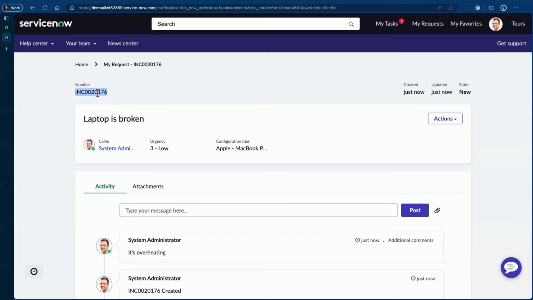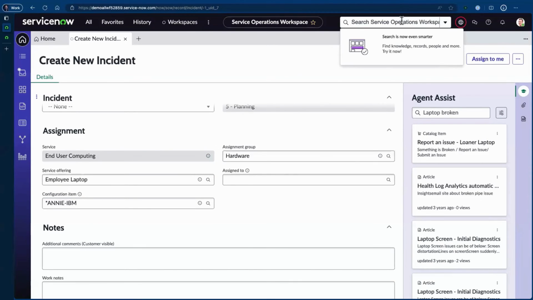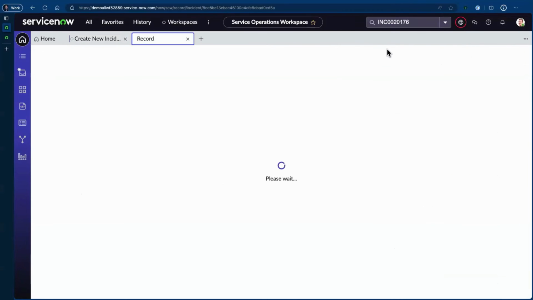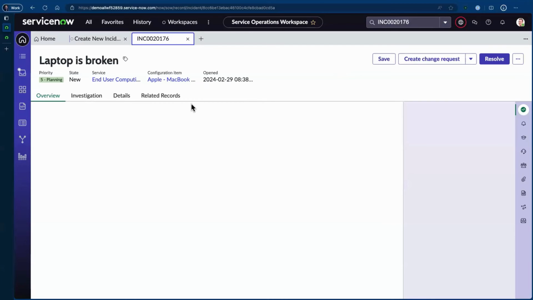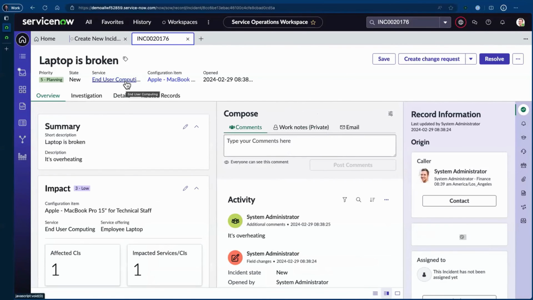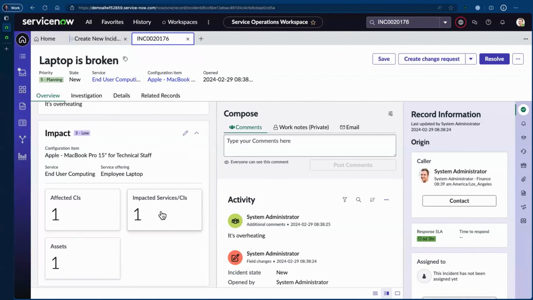But then if we go and have a look at the incident as it's been raised in the back end, this is where that aim to help the agent do their job better really comes to life. If I search for the incident, we get all of this extra information. The first thing we see is that it's found the relevant service. It's obviously populated the configuration item that we selected. We've got all of our affected CIs. We've got our related impacted services.